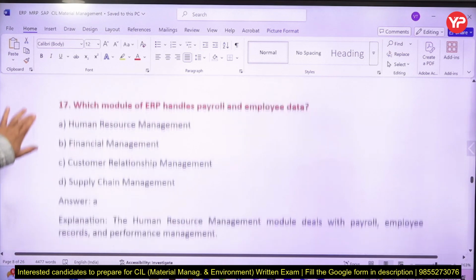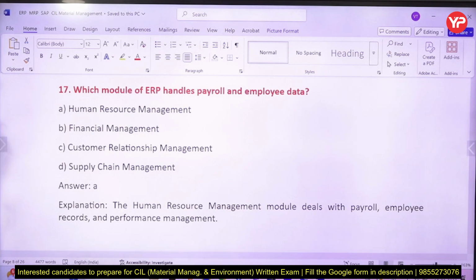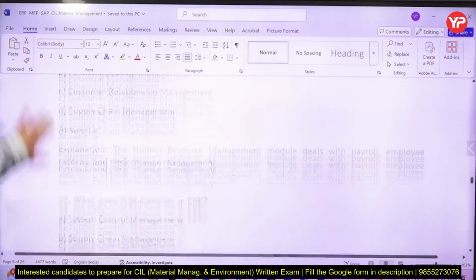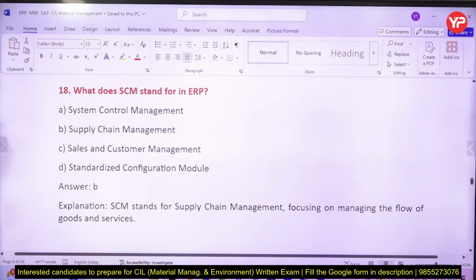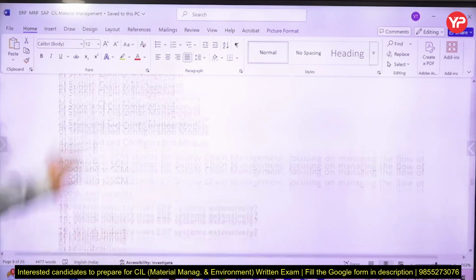Which module of ERP handles payroll and employee data? Payroll and employee data is human resource management. So that is a module of ERP, human resource management module, HRM. What does SCM stand for? Supply chain management, obviously. That is related to the supply chain management part of ERP.